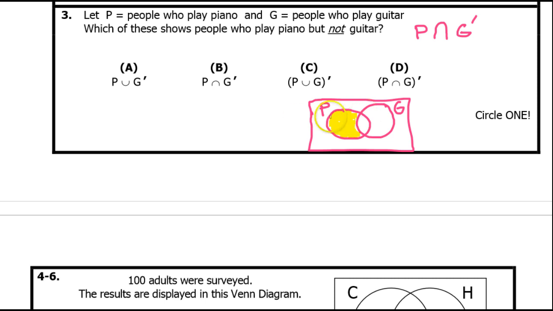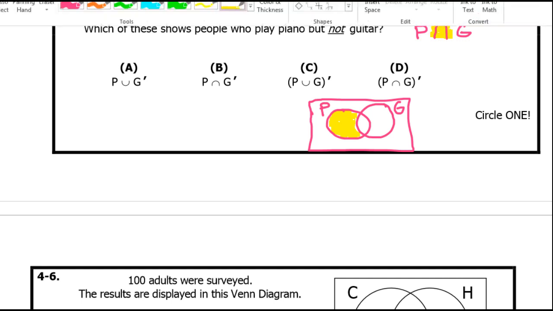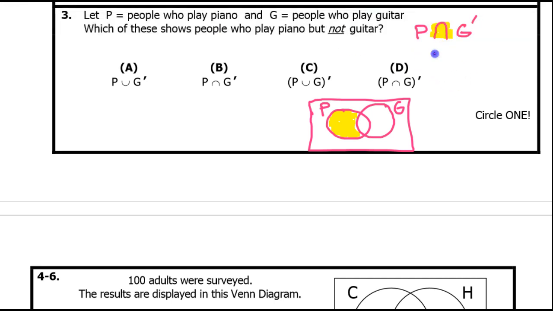Alright, we want people who play piano, but they do not play guitar. So both of those things have to be true at the same time. So this is the symbol for and, by the way. So another way of saying this is we're talking about people who play the piano and at the same time they do not play guitar. So this is what we're looking for. Okay, so the answer is B.